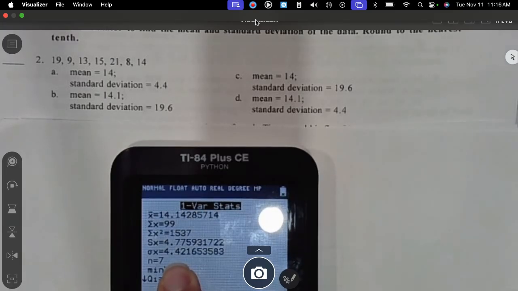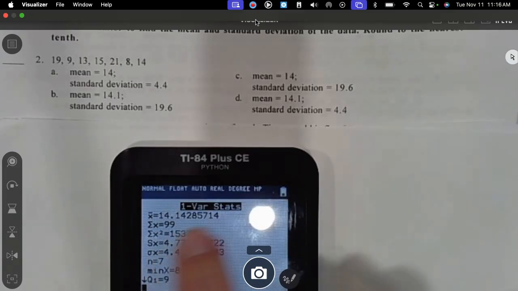Median is 14. Mean is 14.1. My word, I'm getting all my words mixed up. Confusing us. Oh, we did it right. Okay. Mean 14.1. Standard deviation is 4.4. Or just use your chart, because that's what you're going to do anyway.